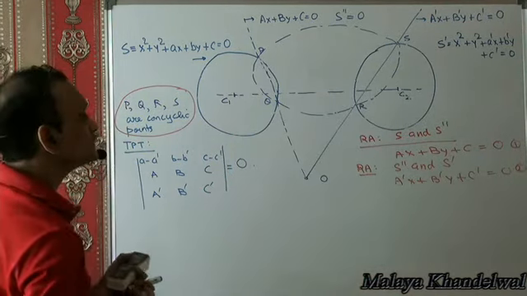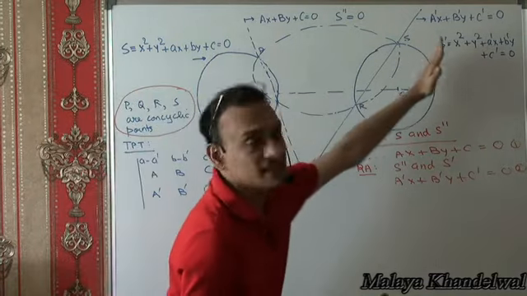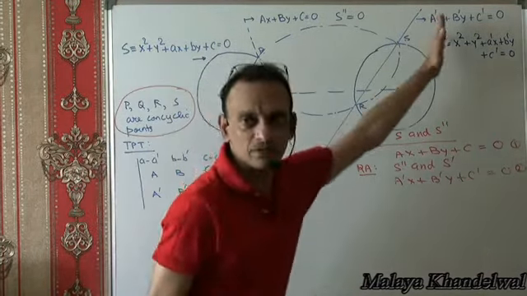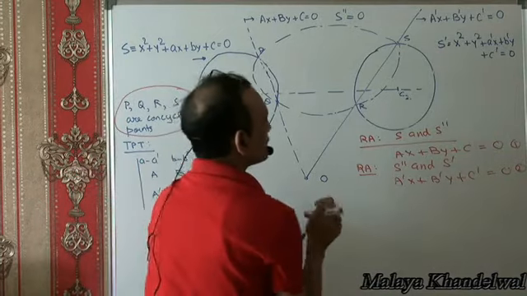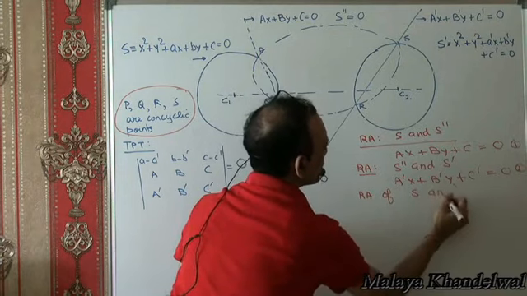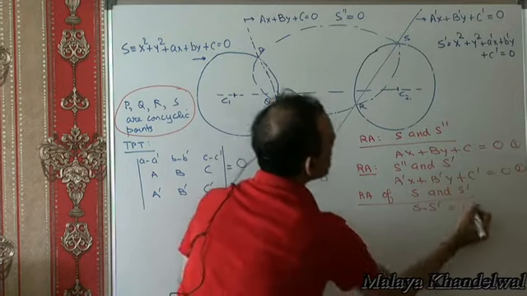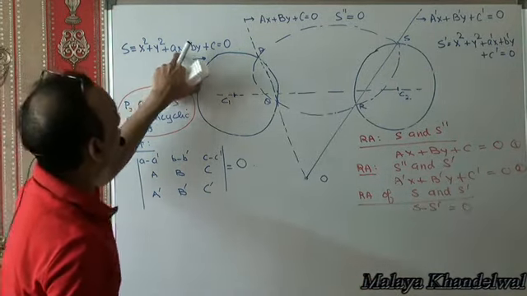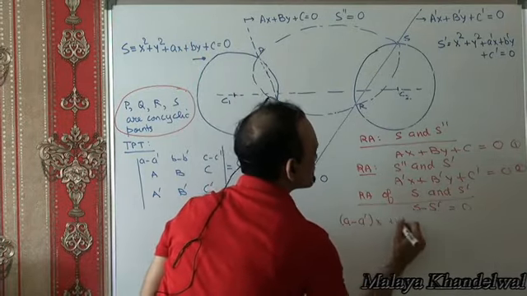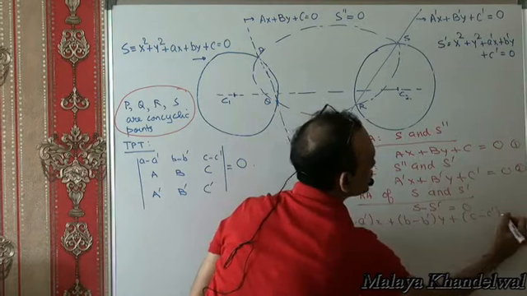Right? And then, would you not also want to believe that there is a radical axis of S and S prime? The radical axis of S and S prime is going to be given by S minus S prime equal to 0. S minus S prime equal to 0 means this minus this, which would be (A minus A prime) into x plus (B minus B prime) into y plus (C minus C prime) equal to 0, right?